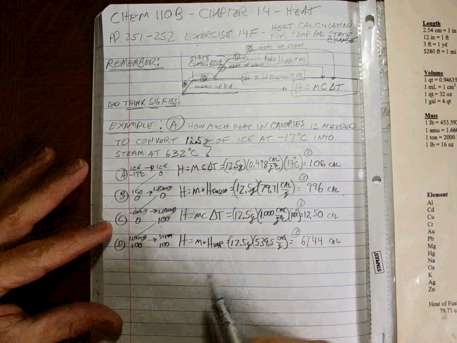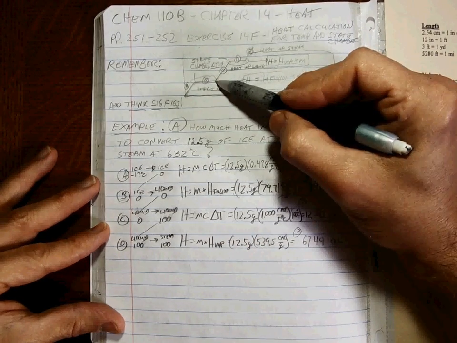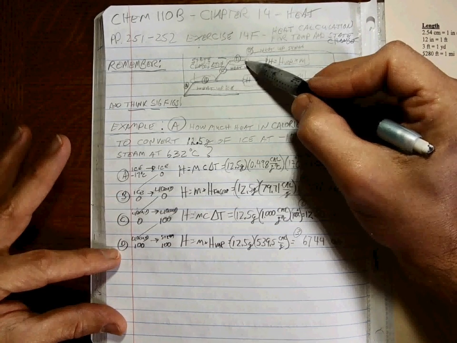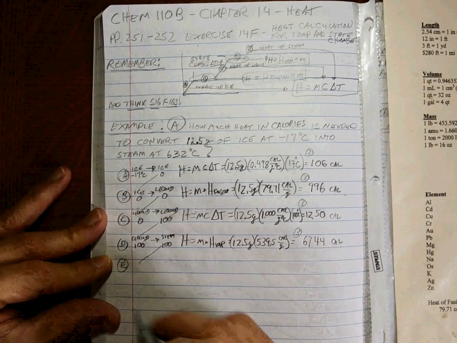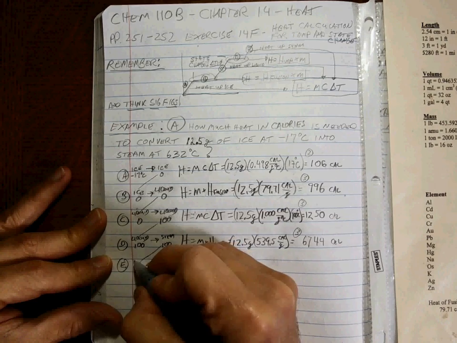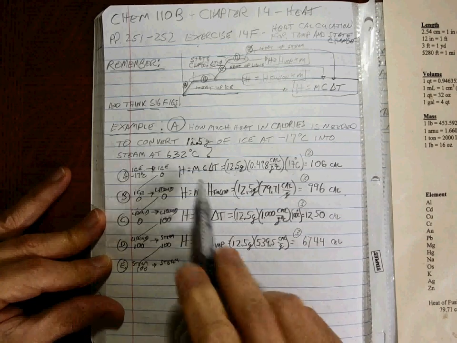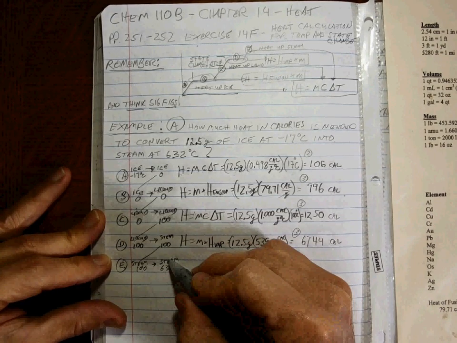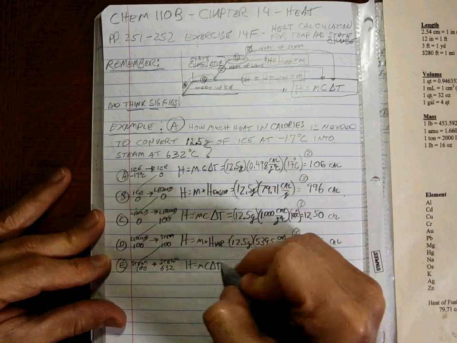Alright. One final move. Heated up the ice. Melted the ice. Heated up the water. Converted it into steam. Now we're going to heat up the steam. So the final part to the heat curve. Steam at 100 to steam at the final temperature that they want, they say 632. Okay. Same state of matter, changing temperature, mc delta T.